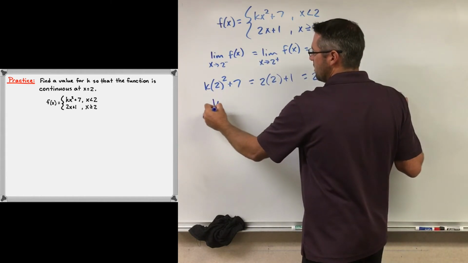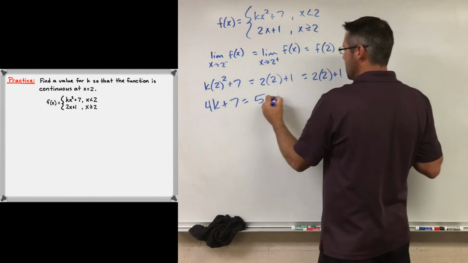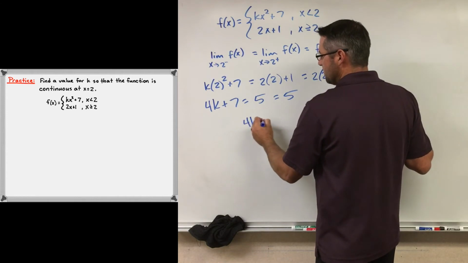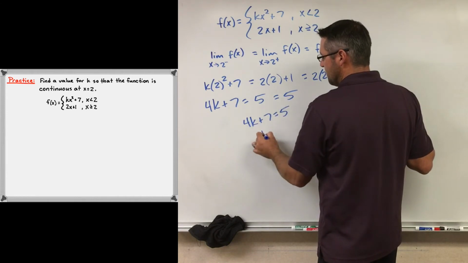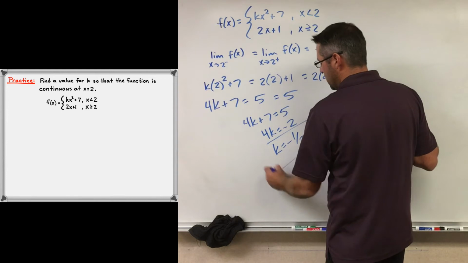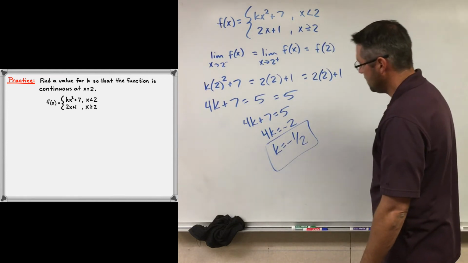Simplifying this, you end up with 4k plus 7 equals 5, and then equals 5 again. Don't need that one. So 4k plus 7 equals 5. We'll subtract 7, so we end up with 4k equals -2. And then we'll divide by 4, so k equals -1/2. All right. So that is the value of k.